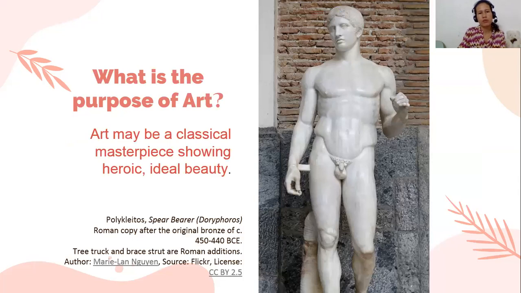Anyway, let's proceed. Art may be a classical masterpiece showing heroic or ideal beauty. When it comes to ideal beauty here, it is a sculpture that is actually a replica or copy of the original bronze. This shows the sculpture by Polykleitos, the Doryphoros or the spear bearer, a kind of warrior.